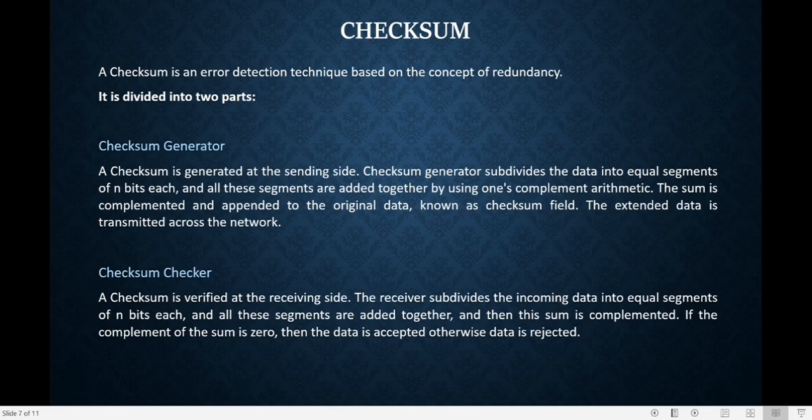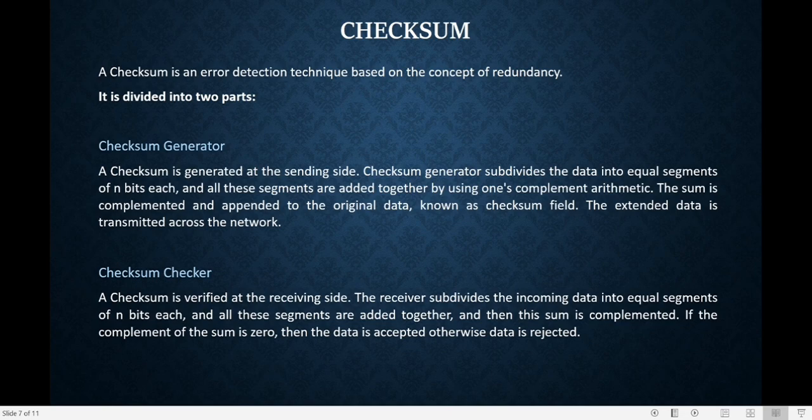In a checksum error detection technique, there are two parts, that is checksum generator and checksum checker. A checksum is generated at the sending side, which is known as the checksum generator. It subdivides the data into equal segments of n bits each, and all these segments are added together by using ones complement arithmetic. The sum is complemented and appended to the original data, known as the checksum field. The extended data is transmitted across the network.